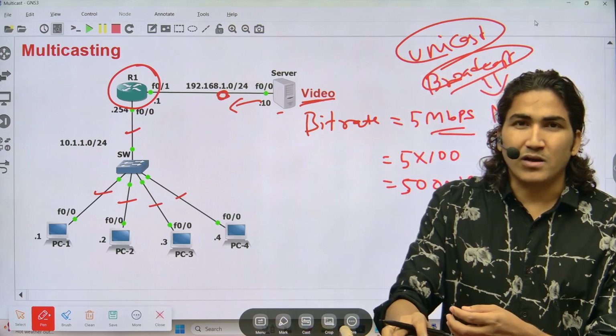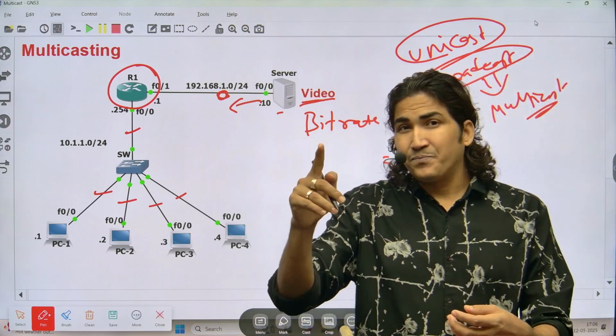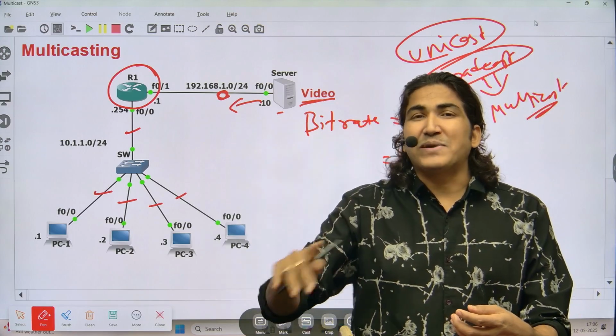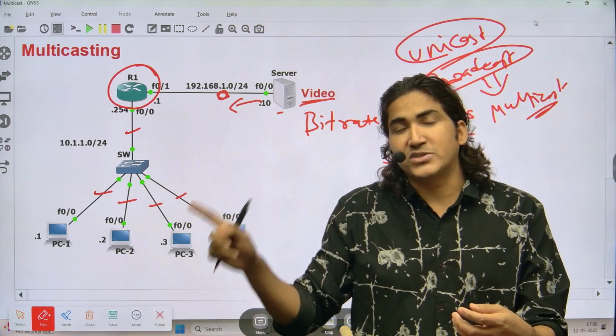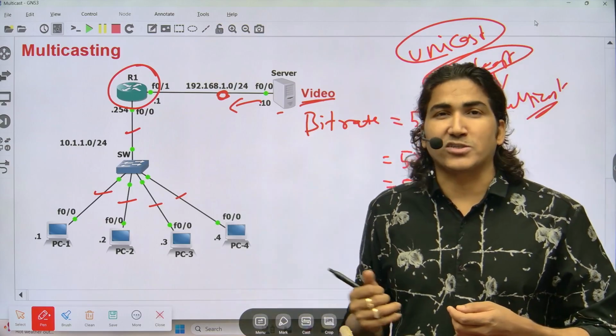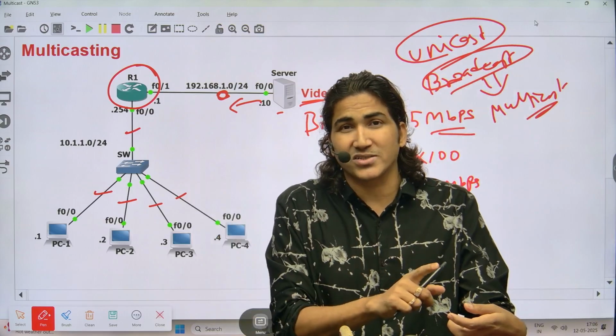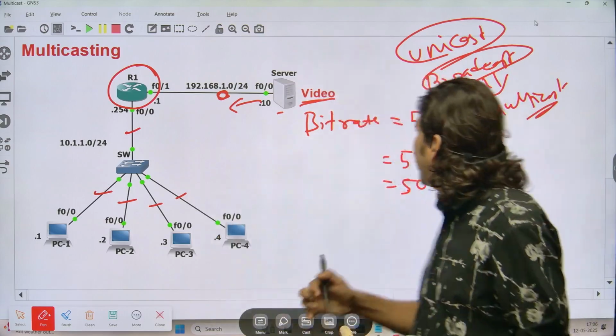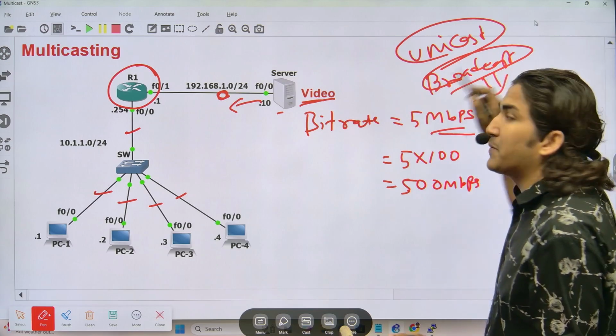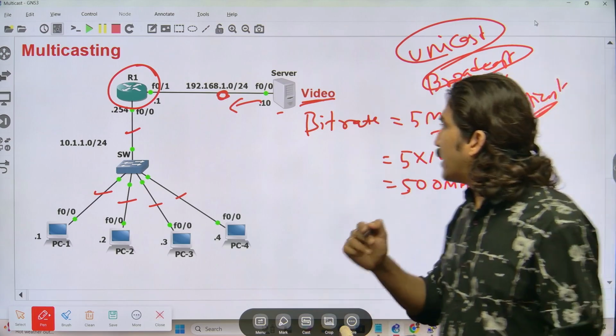RIP version 1 sends its update messages on the broadcast address, but in RIP version 2 we came up with the multicast concept. RIP version 2 sends its messages on multicast, not broadcast. So what is the benefit of moving from broadcast to multicast? Let me give you one example.